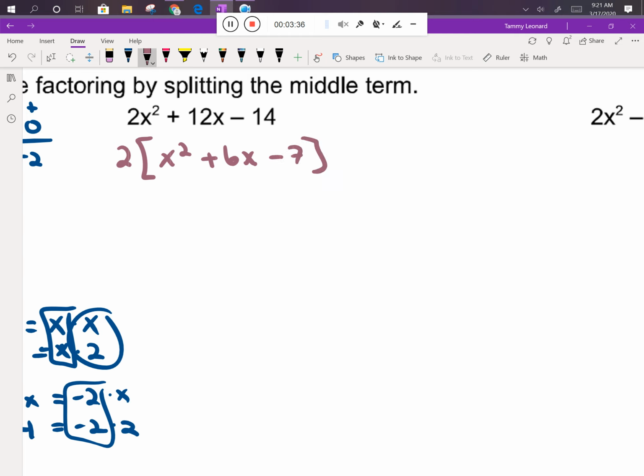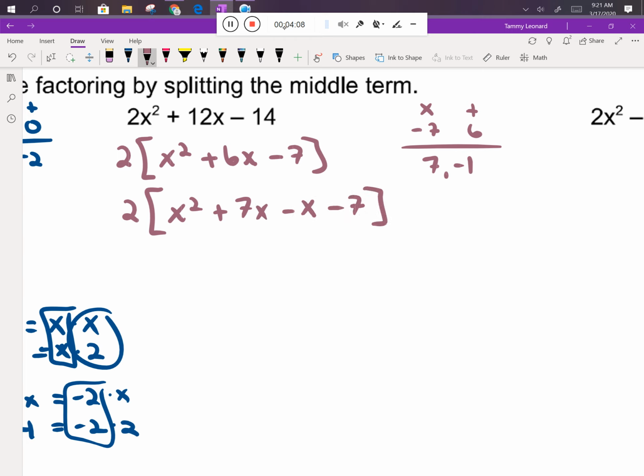It's time to solve the puzzles. I want to know what multiplies to make negative 7 and adds to make 6. Let's see. A positive 7 and a negative 1 would multiply to make a negative 7, and they do add to make a positive 6. So I have 2 in the big bracket. We're now going to split that positive 6x up into a positive 7x and a negative x. So I have x squared plus 7x minus x minus 7.